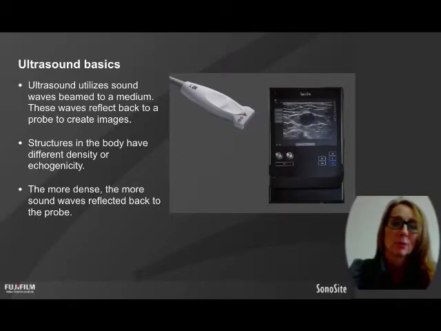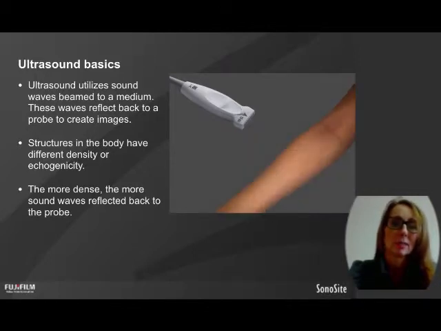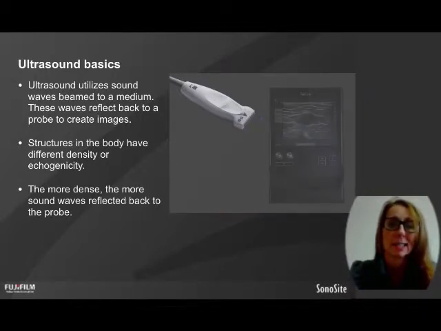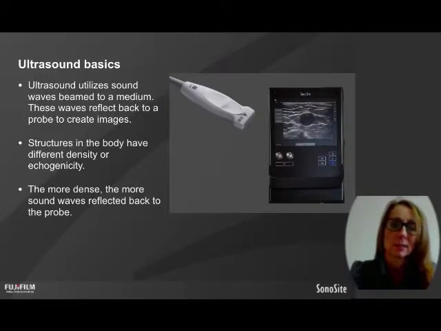Now, how much or how little of the sound waves are reflected back to the probe really depends on the structures that you're imaging. So the denser the structures that you're imaging, the more sound waves get reflected back and the brighter the image is. And the less dense, the less goes back to the probe. So we'll have a look at an example of that in a minute.